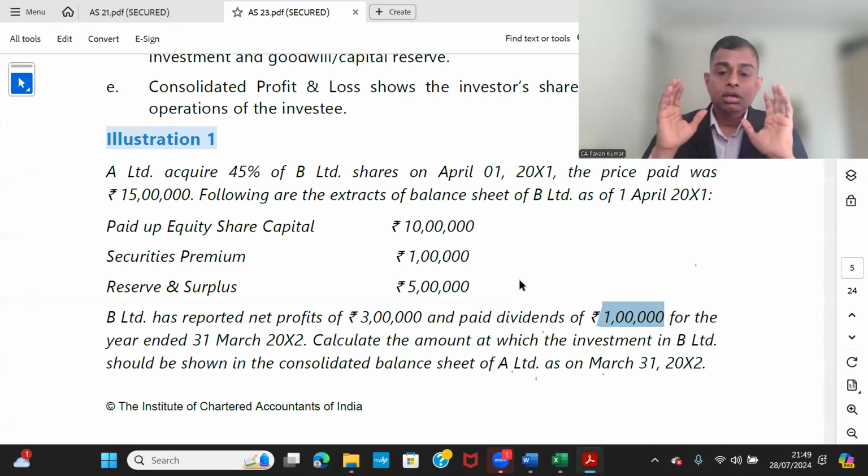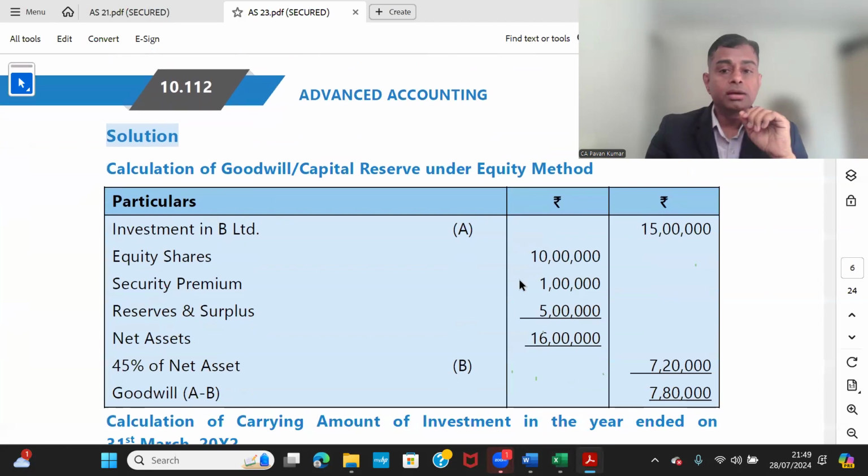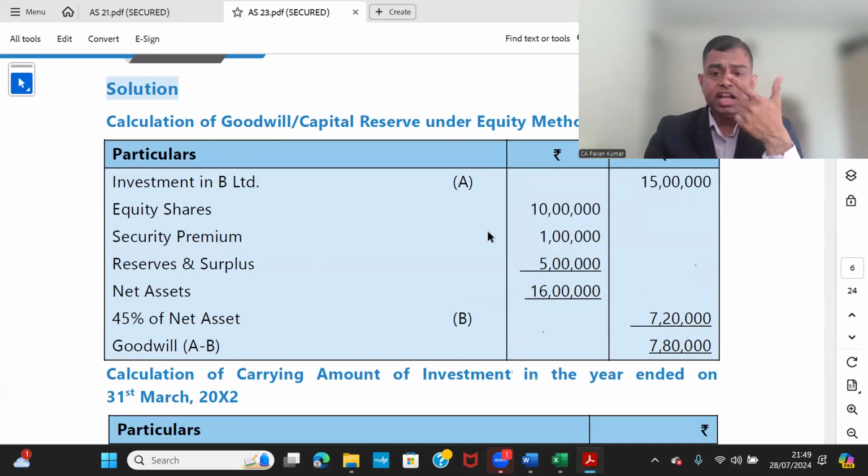Okay. Now, question number 1. Look here. Investment 15 lakhs. They have taken equity share, security premium, reserves and surplus total 16 lakhs, out of which they calculated 45%, 7,20,000, goodwill 7,80,000. Do you understand this? Question number 1. Do you understand this? Say yes or no.